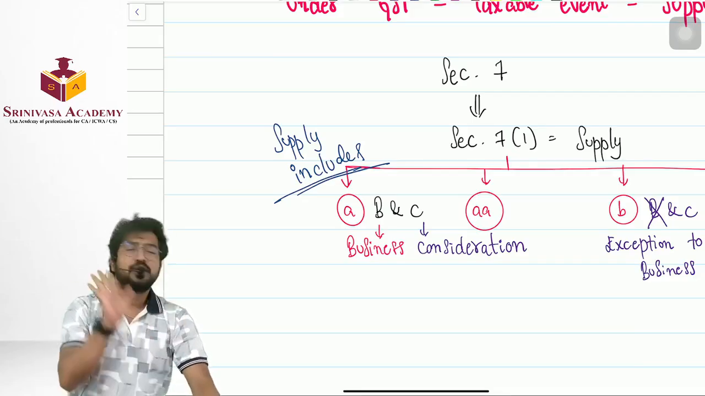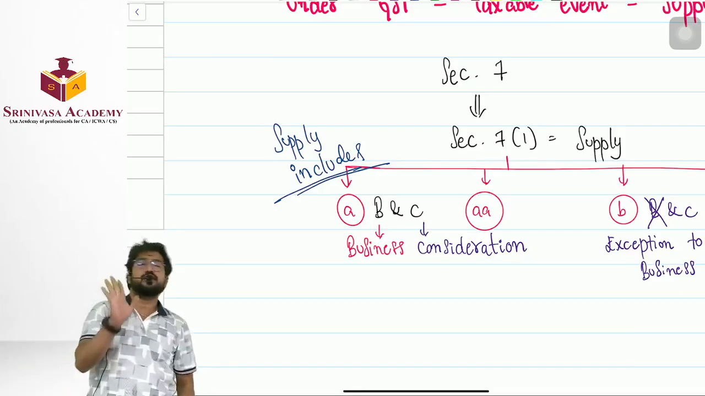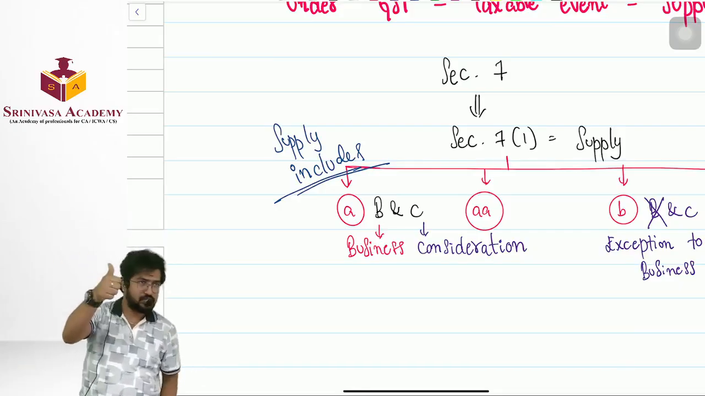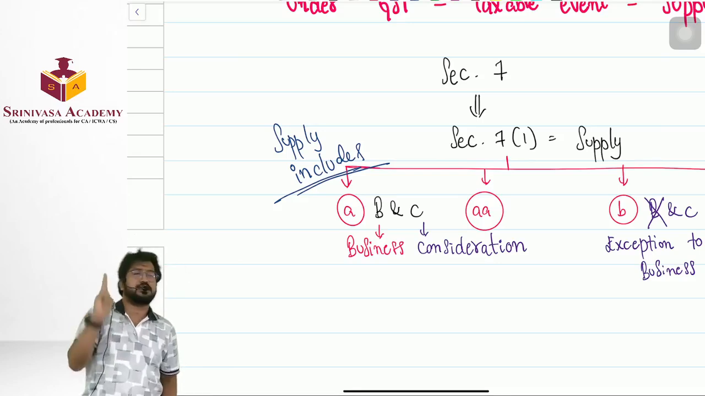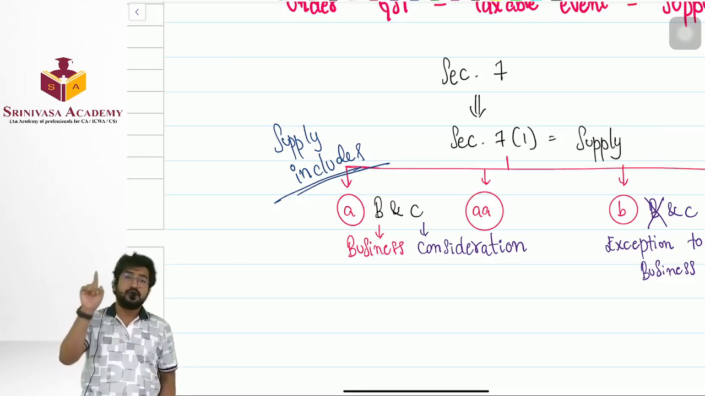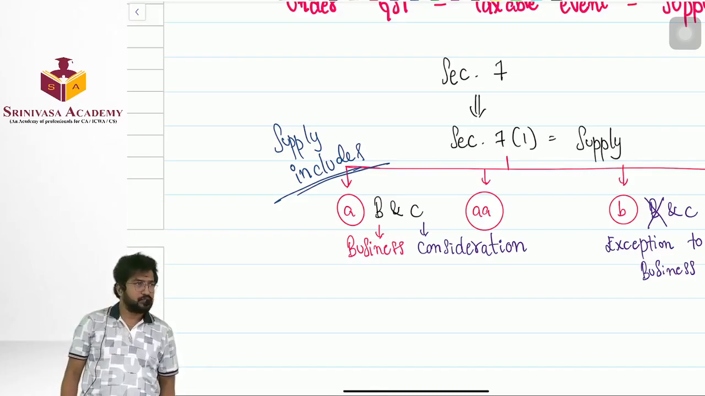Okay, so 7(1)(a) says, sir, you should need goods or service supplied for consideration in the course of business. Simple. Now, this everything you see from whose point of view? Supplier's point of view. Shall we move on?